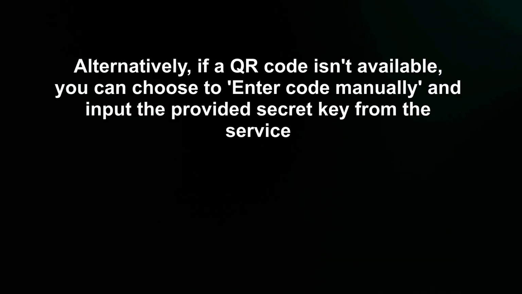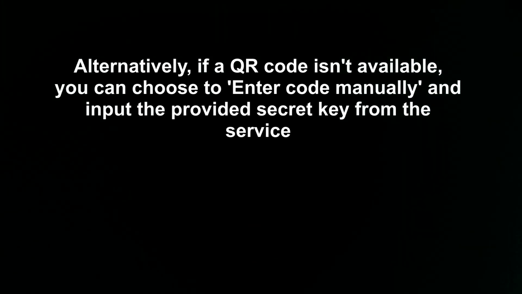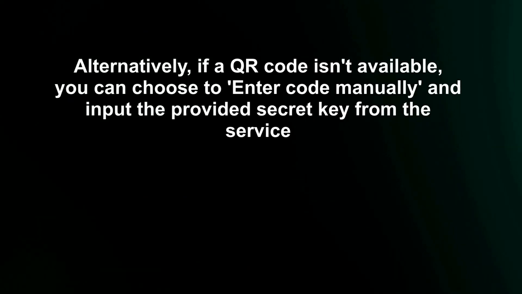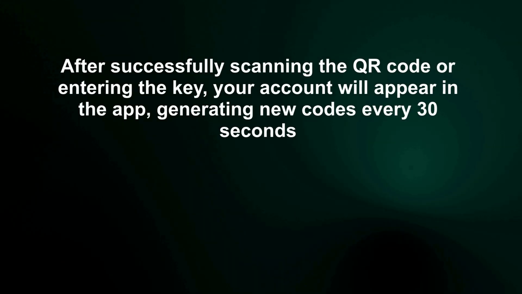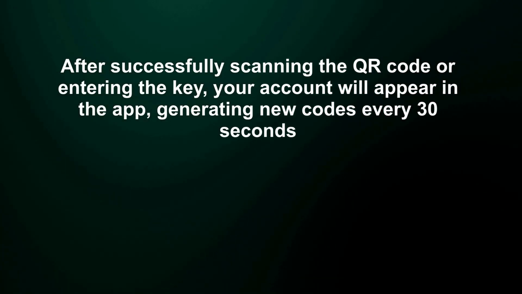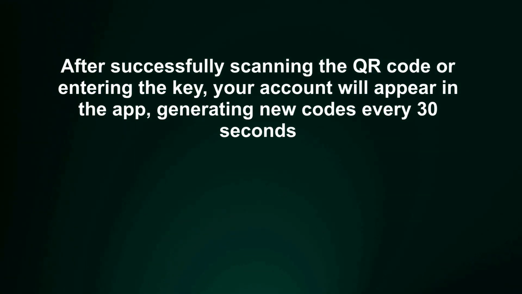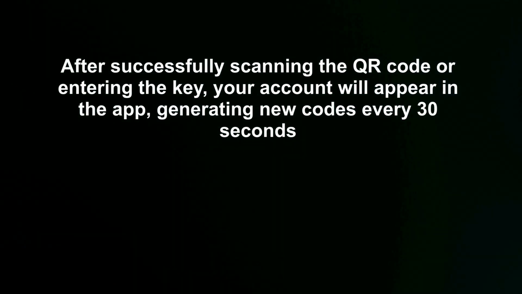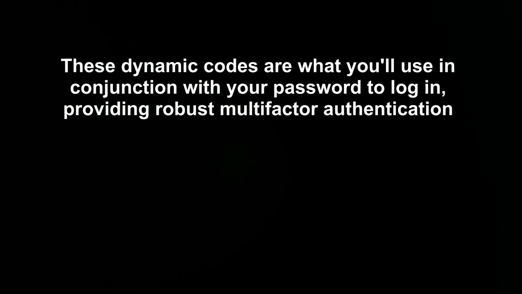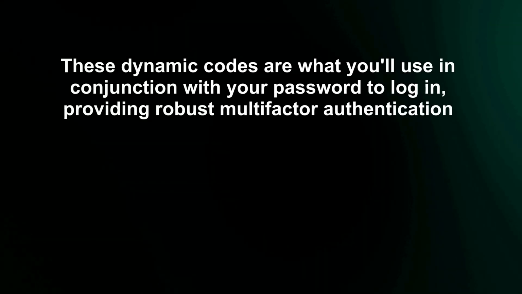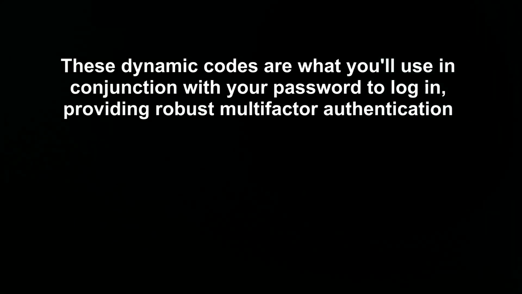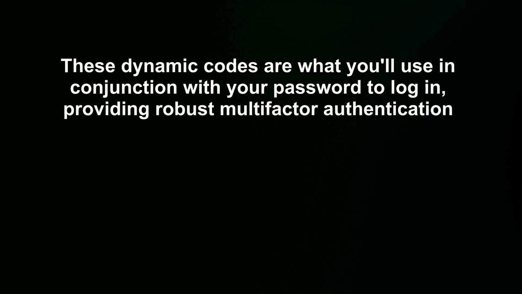Alternatively, if a QR code isn't available, you can choose to enter code manually and input the provided secret key from the service. After successfully scanning the QR code or entering the key, your account will appear in the app, generating new codes every 30 seconds. These dynamic codes are what you'll use in conjunction with your password to log in, providing robust multi-factor authentication.